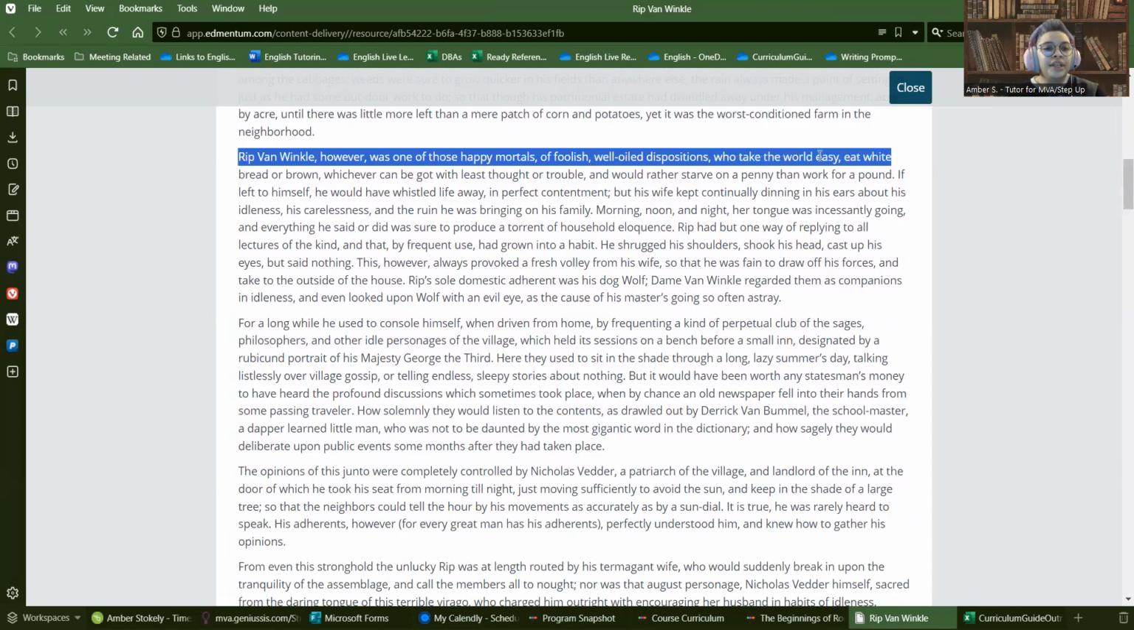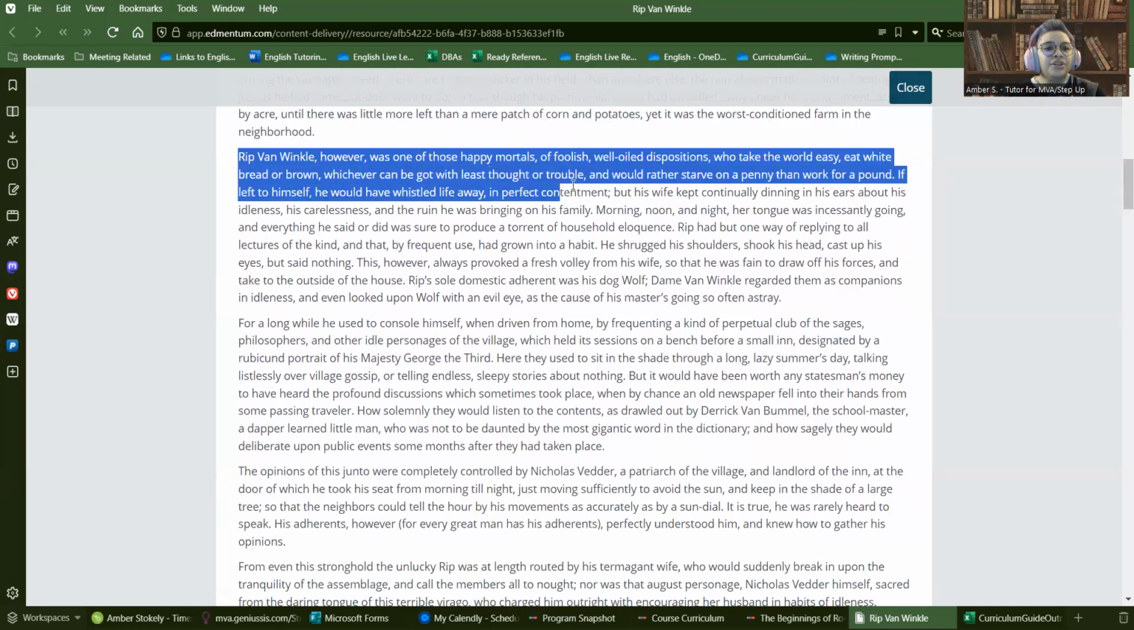He takes the world easy, eat white, red, or brown, whichever can be got with the least thought or trouble, and would rather starve on a penny than work for a pound. So they're just giving you the summary of him here. It's really awful that he's not willing to work, and that sucks. But he's okay with that. He'd rather starve on a penny than work for a pound. And he usually goes with whatever is easiest for him.